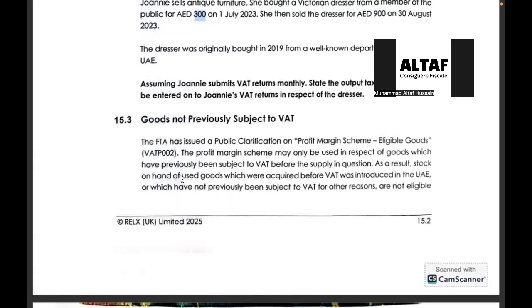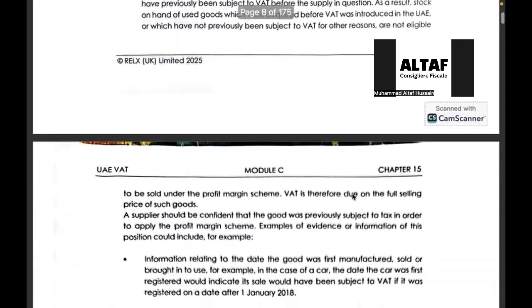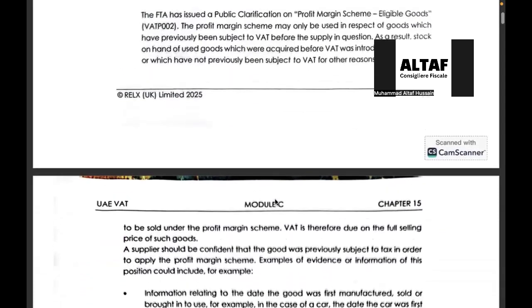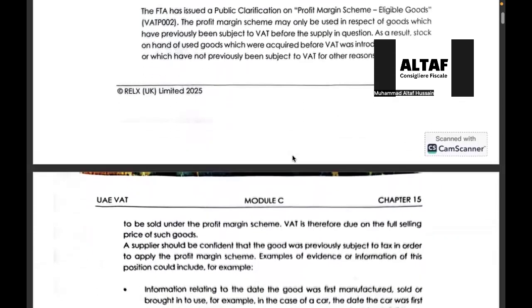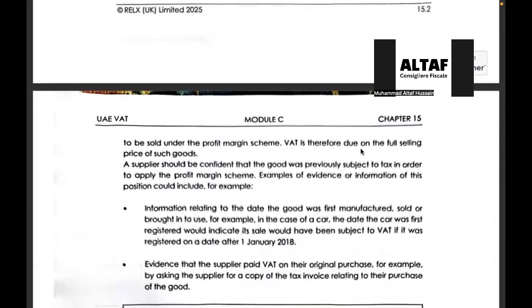As a result, stock on hand of used goods which were acquired before VAT was introduced in the UAE, or which have not previously been subject to VAT for other reasons, are not eligible to be sold under the profit margin scheme. So what is not eligible to be sold? Stock on hand of used goods acquired before VAT was introduced in the UAE, before 1 January 2018, or which have not previously been subject to VAT for other reasons. They are not eligible to be sold under the profit margin scheme. VAT is therefore due on the full selling price of such goods.